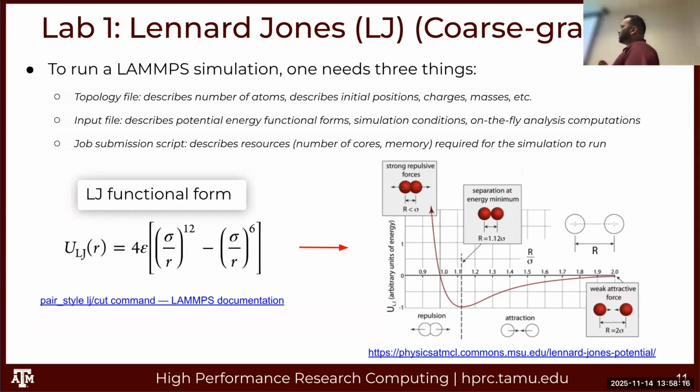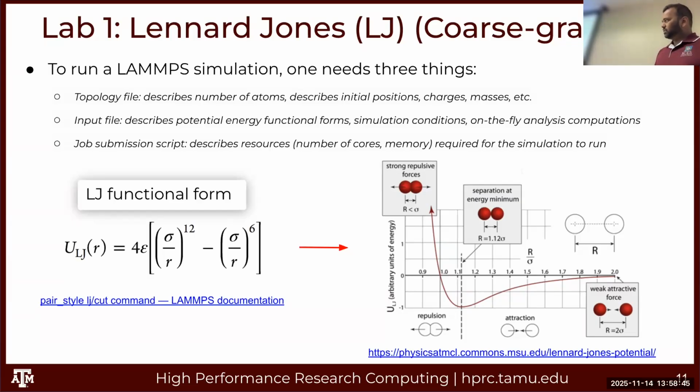The third one is the submission script, right? This is where you will describe what resources you want to use, how many cores, how much memory you want for the simulation to run using the LAMMPS software. So three files, right? Is that clear so far? Yeah. So we are going to simulate a Lennard-Jones system. Again, as of now, just think of it as beads, like some particles just going to move around.